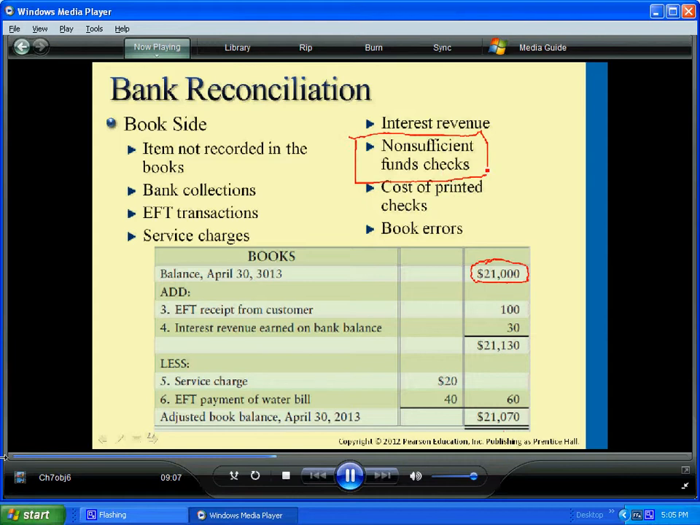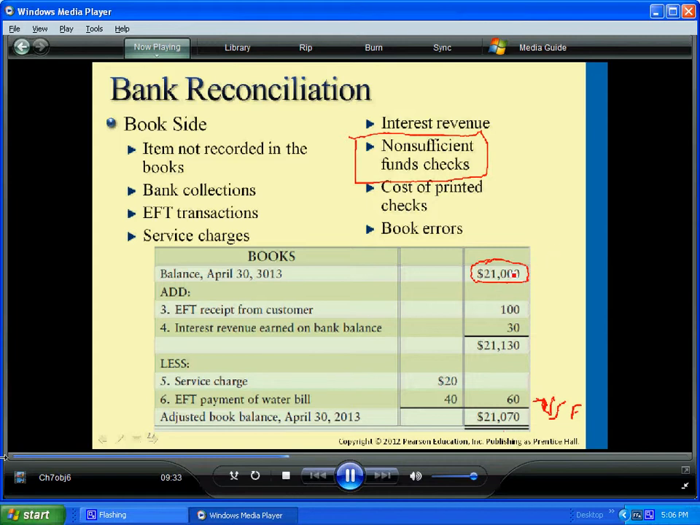Let me see if I can write this. NSF. Okay, I fail with the Etch a Sketch. NSF checks are subtracted. Why? Because we recorded them as an addition on our books, but because the checks bounced, we have to reduce our books by the amount of the NSF check.